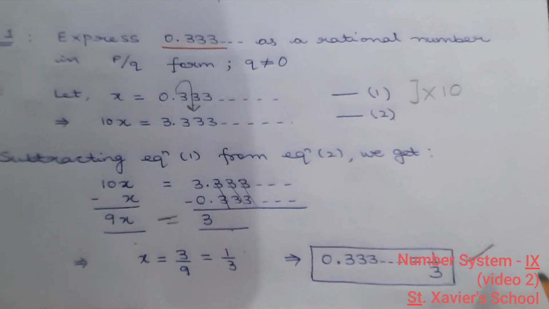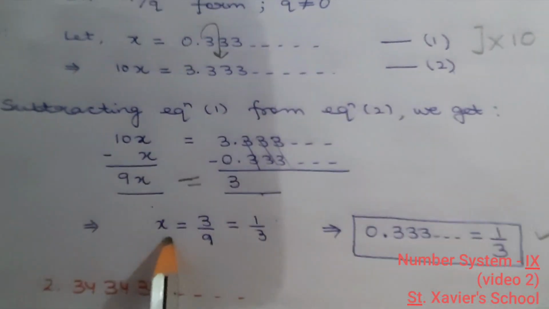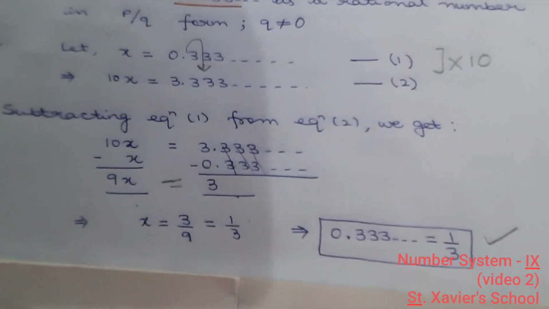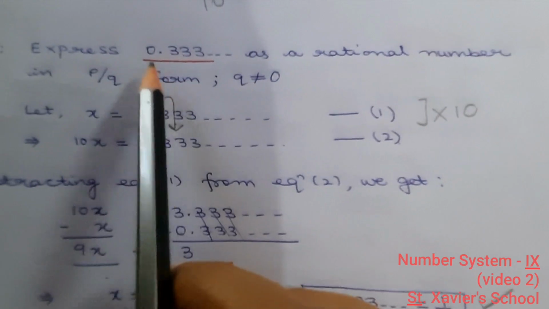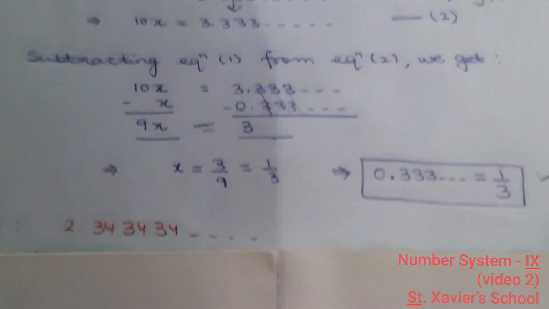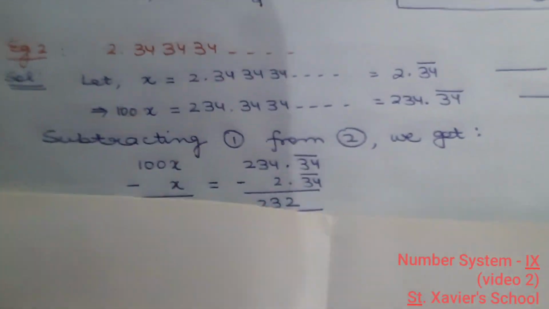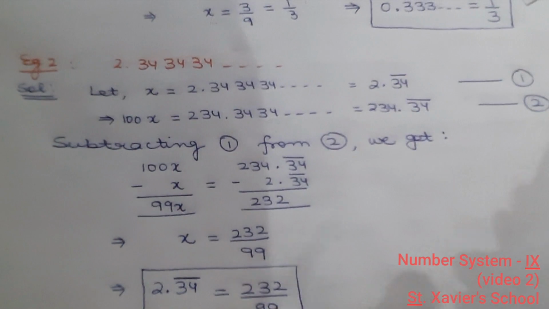Always put your answer in this form. Never leave your answer as a variable. There was no x in the question. We assumed x for our sake of convenience. So it is our duty to put the final answer in the form of the question asked. I hope it's clear. Now let us take another example. In another example, we are taking 2.34343434.